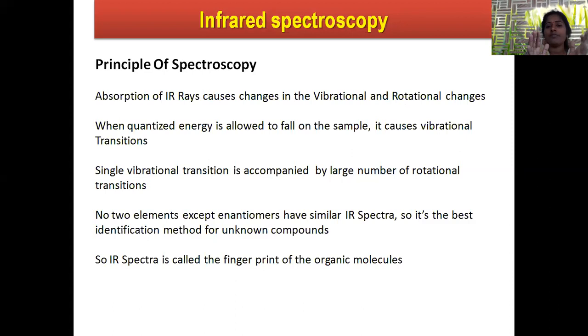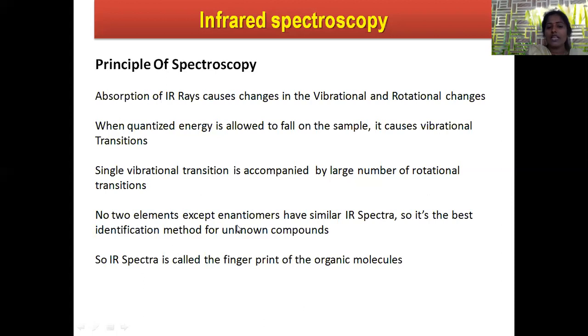Vibration is possible along with rotations. In the microwave region, only rotations are possible. In the IR region, vibrations along with rotations are possible. In the UV region, electronic transitions along with vibrations and rotations are possible. In this way, we can excite the molecule from a lower energy level to a higher energy level.